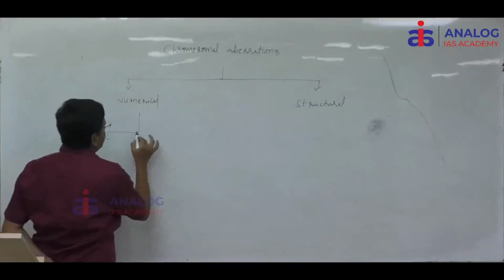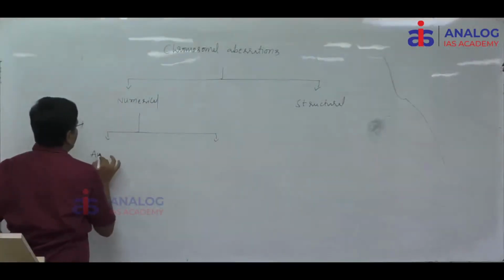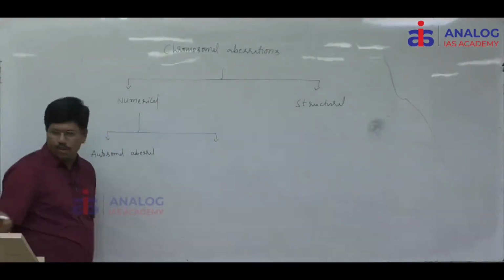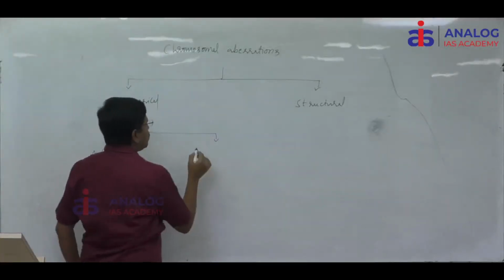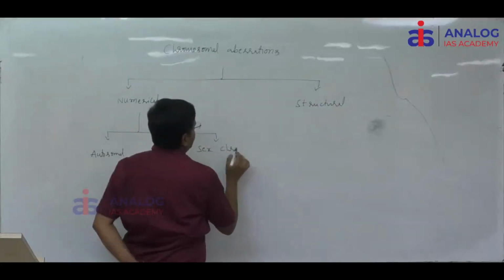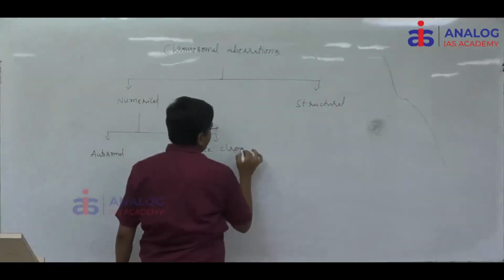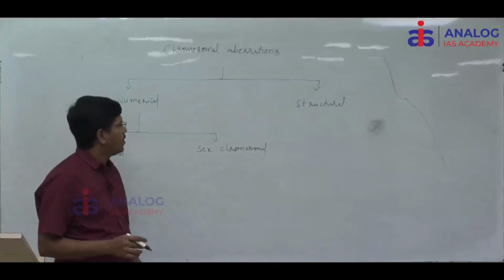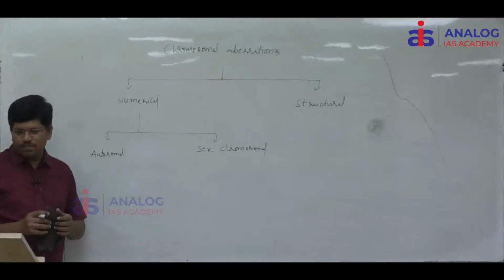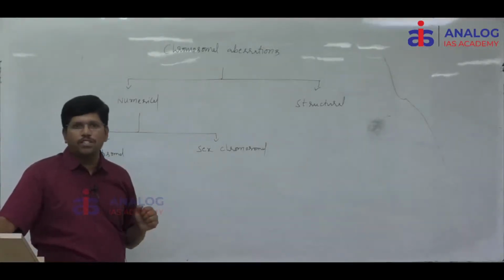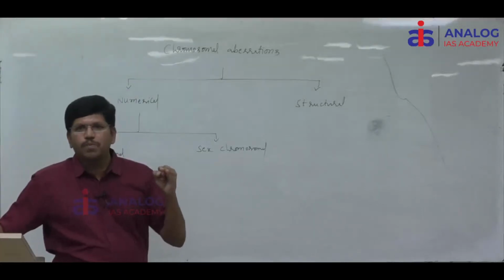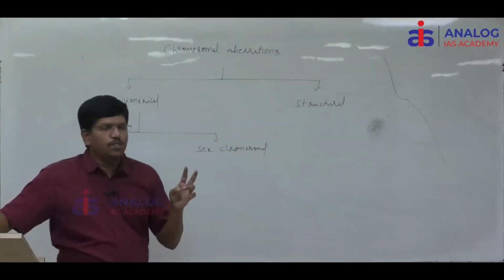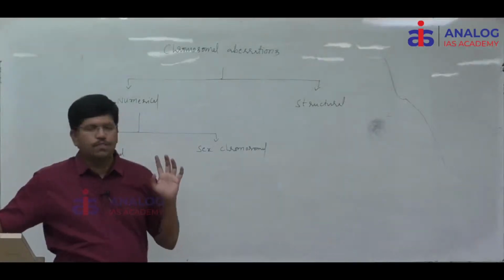The numerical aberrations are again divided into two varieties: autosomal aberrations and sex chromosomal aberrations. In the autosomal aberrations, in our syllabus we have three aberrations: trisomy of 21, trisomy of 18 and trisomy of 13. 21 trisomy is called Down syndrome, 18 trisomy is called Edwards syndrome, 13 trisomy is called Patau syndrome.